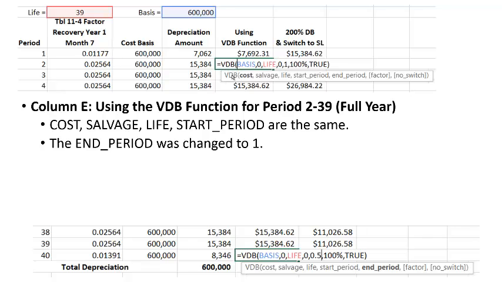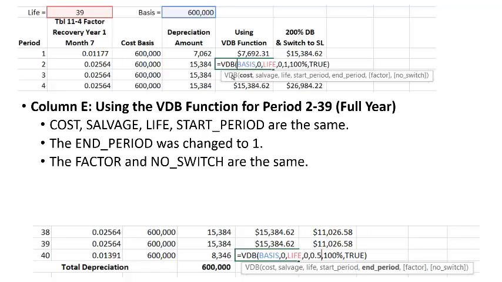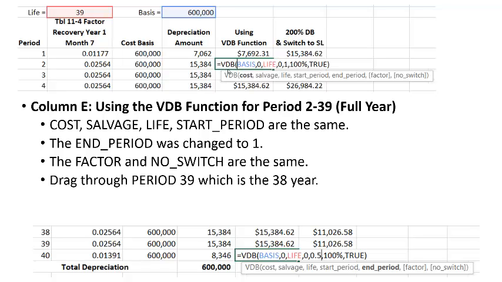The end period is changed to 1 because now we're talking about a full year. The factor and no switch arguments are the same. So now we can drag all the way through period 39, which becomes the year 38. All right? Because remember, we're starting with 0 to 0.5.